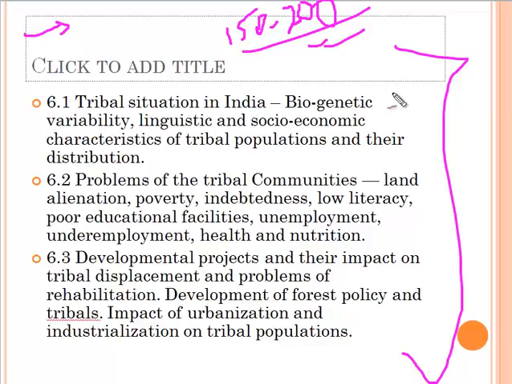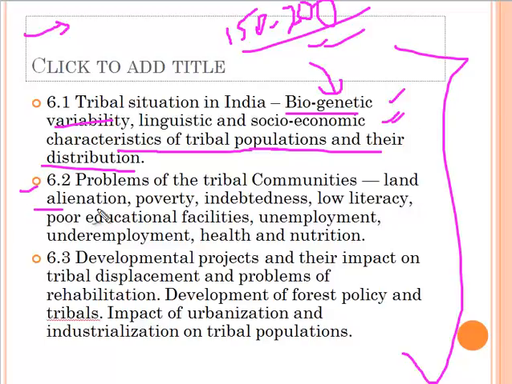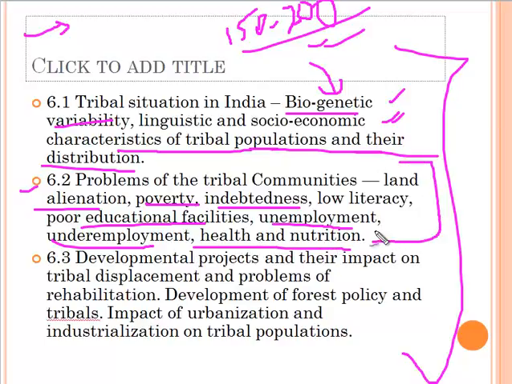So the tribal situation in India, biogenetic variability, similarly like the racial concept, we have racial characteristics. So similarly, how the different tribes of India are divided biogenetically. The linguistic and socioeconomic characteristics of the tribal population and their distribution, linguistic classification of the tribals, and socioeconomic, generally they are very poor. So what are the different reasons why they are economically poor and all. Then problems of the tribal communities: land alienation, poverty, indebtedness, low literacy, poor educational facilities, unemployment, underemployment, health and nutrition. So in each and every topic you have to learn about what are the different problems and challenges.